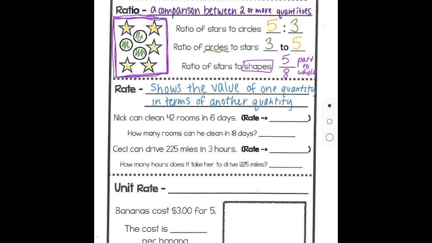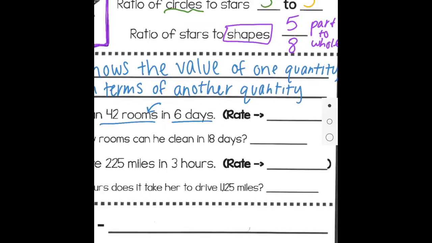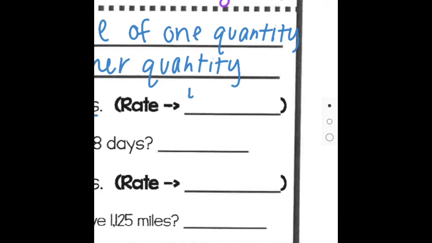So for example, we have Nick can clean 42 rooms in 6 days. We're showing the value of the rooms in terms of the 6 days. How many rooms in how many days? How many days and how many rooms? It's a rate. So our rate we are going to write as a fraction. 42 rooms in 6 days. And we can actually simplify this to get a unit rate. So 42 divided by 6 is going to give us 7 rooms in 1 day. So this is a unit rate.